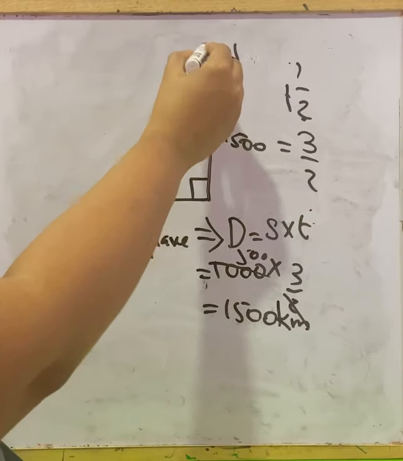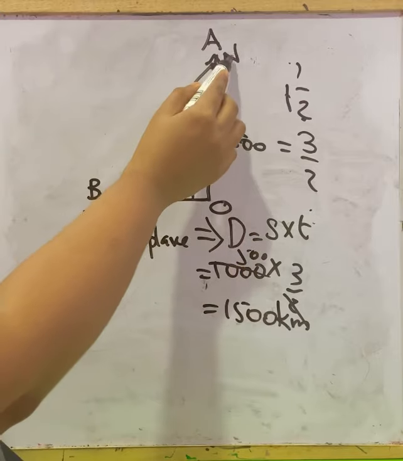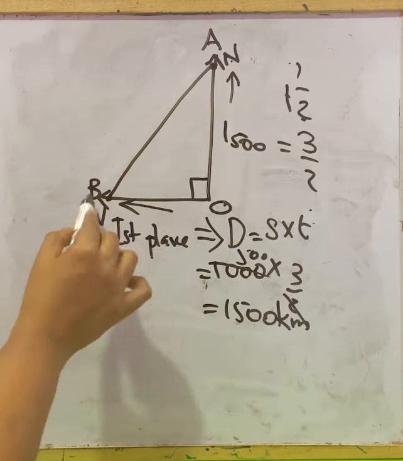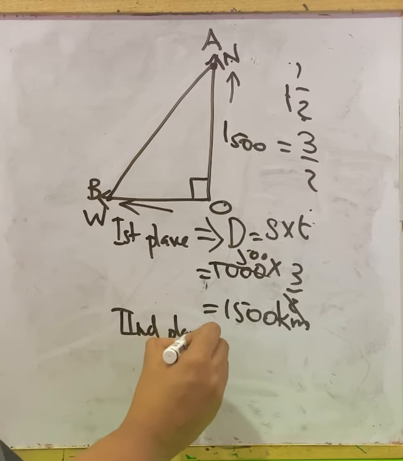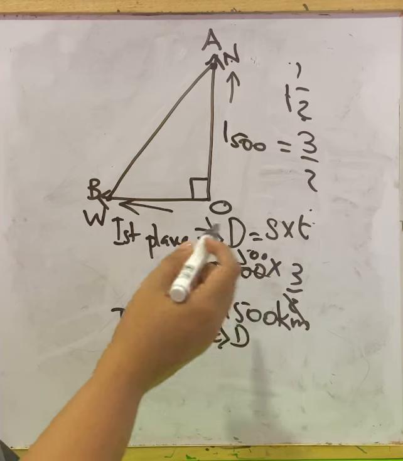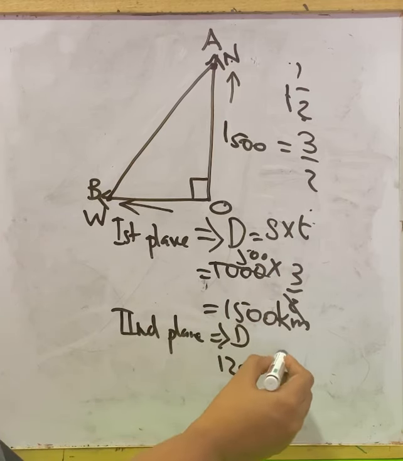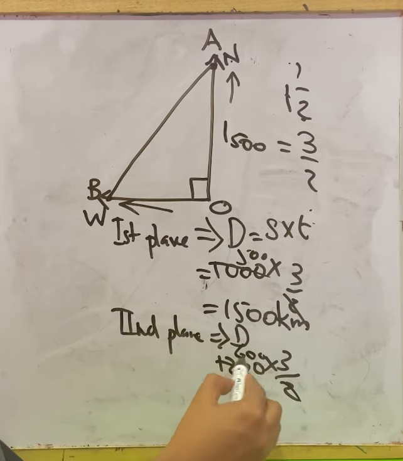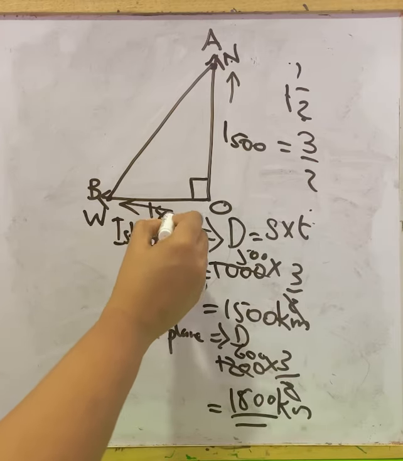Here let this be A, this be B and this O. Here it is north, this is west. And here we have the second plane. Distance is again speed into time. Speed is 1200 and time is again 3 by 2, that is 1.5 hours. Here 600, 6 into 3, 1800 kilometers. So here it is 1800.